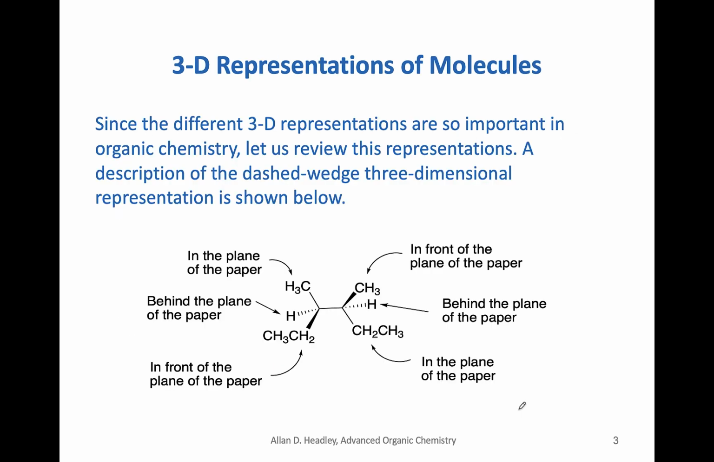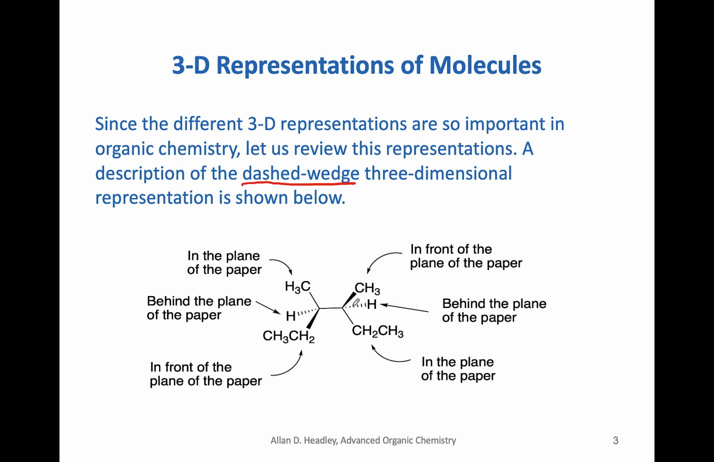Okay, so let's look at today's lecture. First, let's do a review of the dashed wedge representation here. So let's review that. Here is a methyl, a carbon, and an ethyl group. These are all in the plane of the paper or the computer screen. The wedge is in front and the dash is in the back. So this is a way of trying to represent the three-dimensional arrangement of the atoms around carbon.